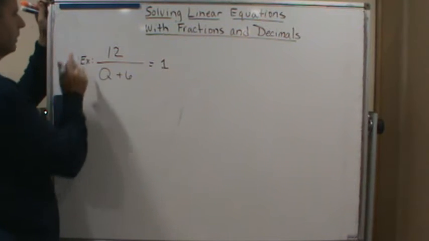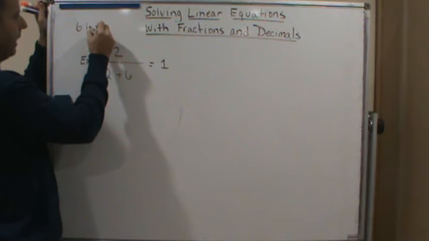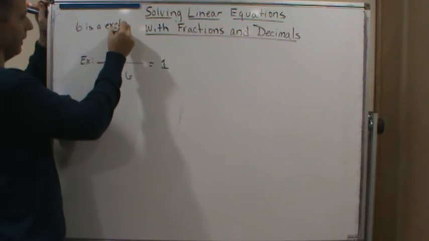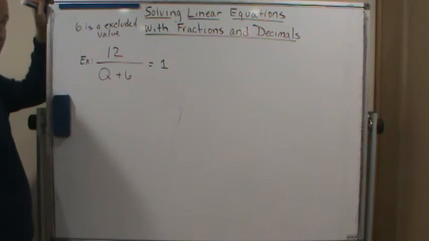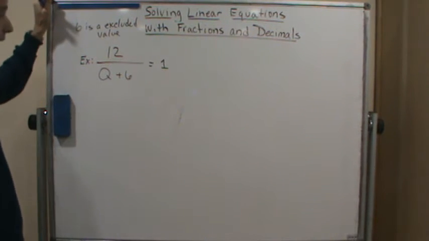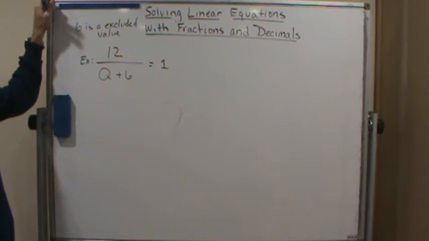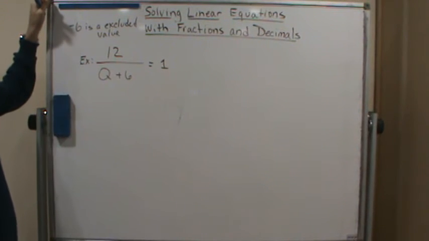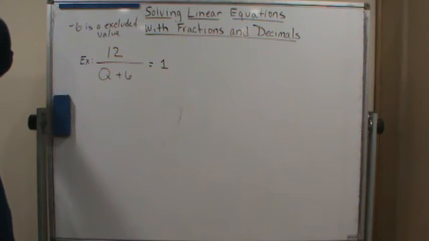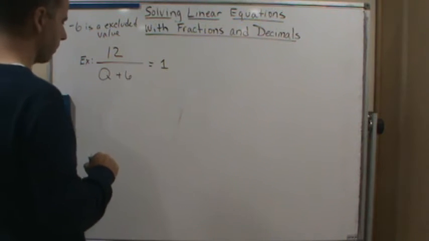So that means -6 is an excluded value. Okay? So it cannot be part of the solution set. Even if we solve this and we get q equal to 6, or excuse me, -6, -6 is an excluded value, so it can't be part of the solution, even if it comes up when we solve. Okay, but let's solve.